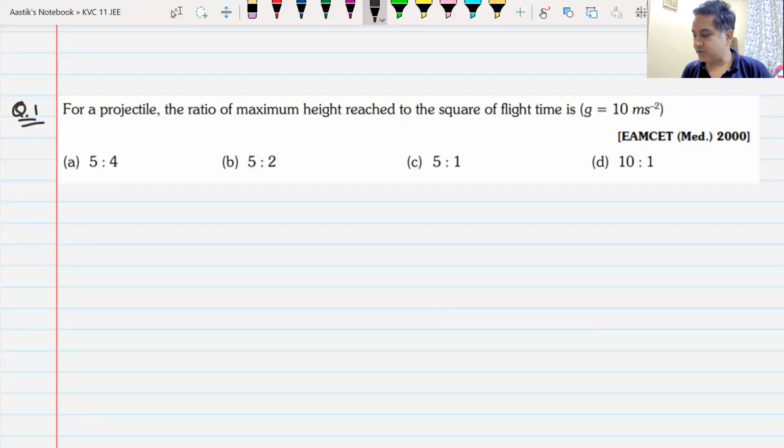For a projectile, the ratio of maximum height reached to the square of the time of flight. That is what they're asking. I'll give you 2 minutes to do this. The options are given. Tell me which is the option. G has to be taken as 10. It is not a ratio because maximum height and square of time of flight are not of the same dimension, so they want the numerical value that is coming. 2 minutes.